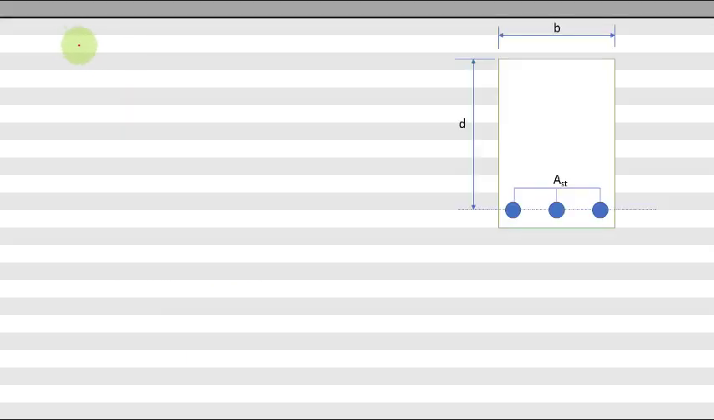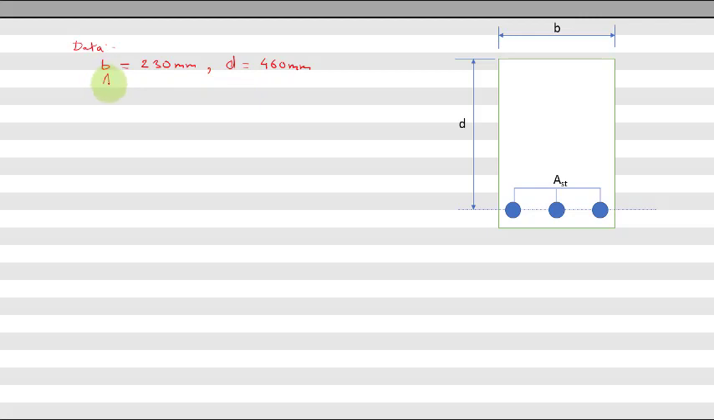Let us write down the data which has been given for the beam. So what data we have? We have width of the beam as 230 mm. We have effective depth. What is effective depth? It is measured from the top of the compression fiber to the centroid of the reinforcement. So this effective depth has been given as 460 mm.